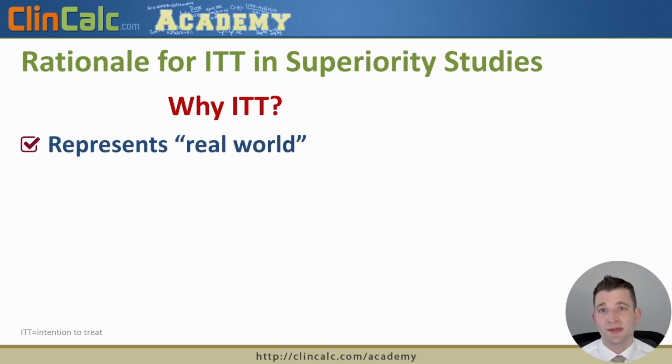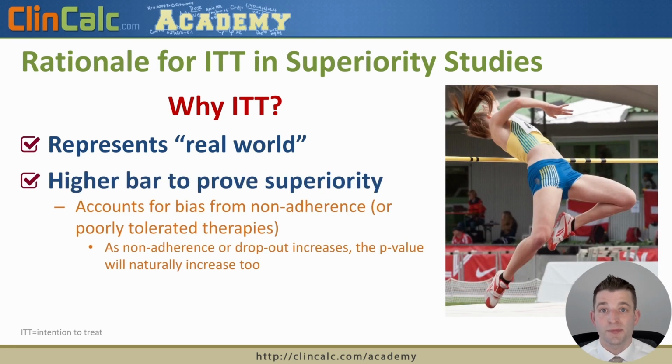Well, the first reason is that this is what happens in real life. So in real life, not everyone is going to take our therapy. For that reason, we want to get a real life representation of the benefit or lack of benefit of our drug therapy. The other reason is that this produces a higher bar for the study to actually prove superiority. It accounts for a bias in the study design in terms of patients being non-adherent, or especially if they're poorly tolerant to the therapy. And the reason for that is that as patients stop doing what we tell them to do, and they become non-adherent or lost to follow-up, our p-value will go up.